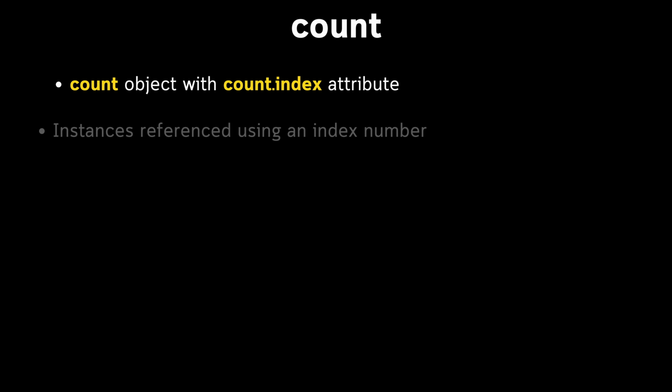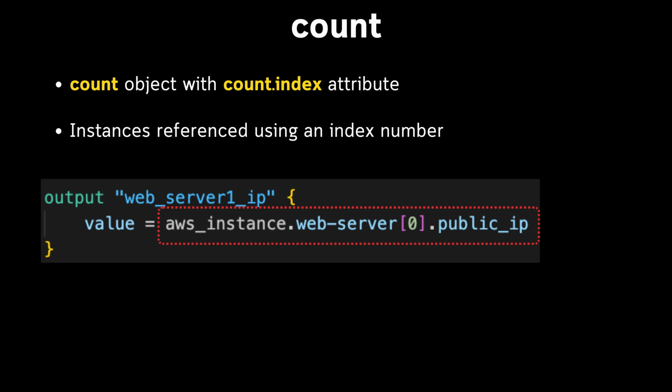When referencing instances that are created with count, you use the index number again. Again, that starts from 0. Here in this example, when we want to output the IP of one of the instances, we are using the index number. Here we are using 0 to output the IP of one of the instances that was created by the resource block.